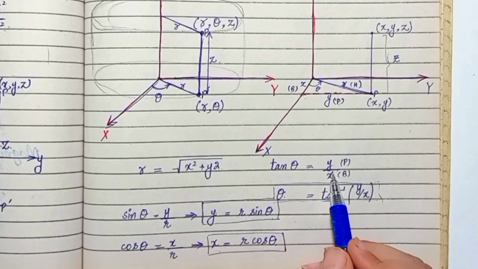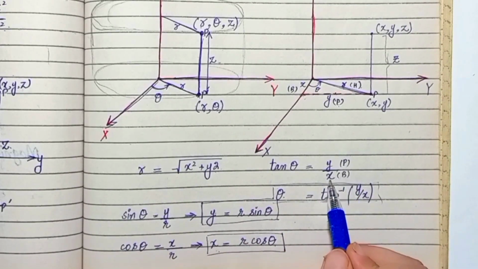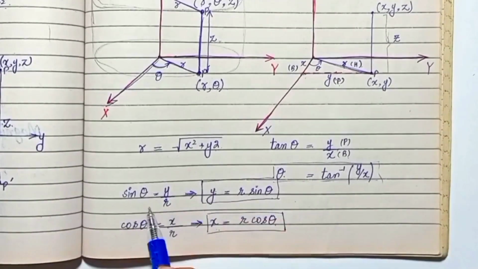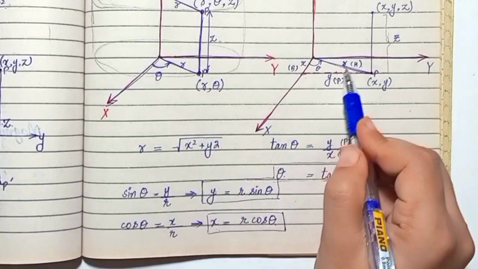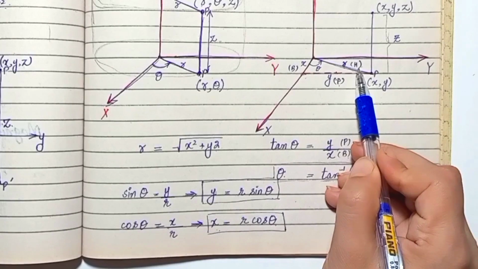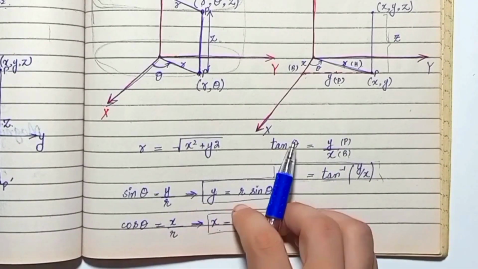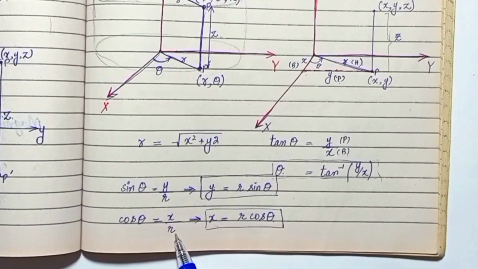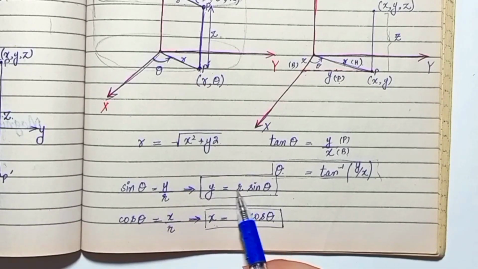Tan theta will be equal to y divided by x. y is the perpendicular and x is the base. Sin theta will be equal to y divided by r, perpendicular divided by hypotenuse, and cos theta will be equal to x divided by r. x is the base and r is the hypotenuse. If we leave y on one side, then it will become equal to r sin theta, and if we leave x in this equation on one side, then it will become r cos theta.